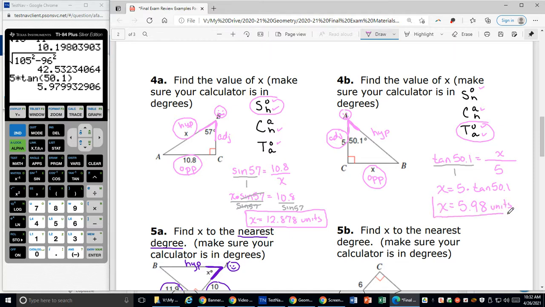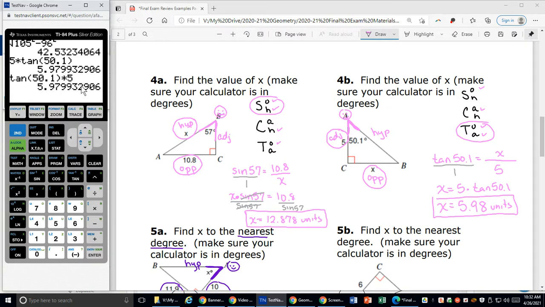Okay, again, those parentheses are kind of important because when you cross multiply, if you multiply this as tangent of 50.1 times 5 instead of 5 times the tangent of 50.1, and you use your parentheses, tangent of 50.1, close parentheses, times 5, you get the correct answer. But if you do tangent of 50.1 times 5, you don't get the same answer because it didn't know to stop the tangent there. It put that times 5 inside the parentheses. Okay, so make sure, sometimes you need that parentheses, make sure you're using it when appropriate.